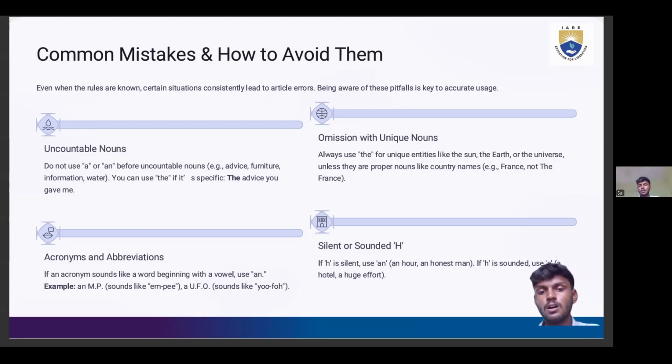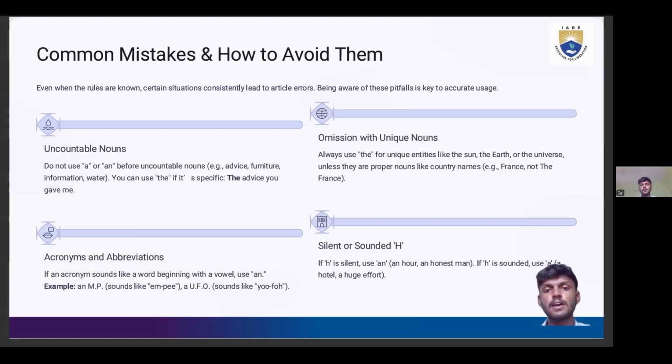Using the unnecessarily with proper nouns. Mistake: I visited the India last year. Correct one: I visited India last year. Use the for countries with plural names: the Netherlands, the Philippines; rivers, oceans, mountain ranges: the Ganga, the Pacific, the Himalayas; organizations: the UN, the World Bank.